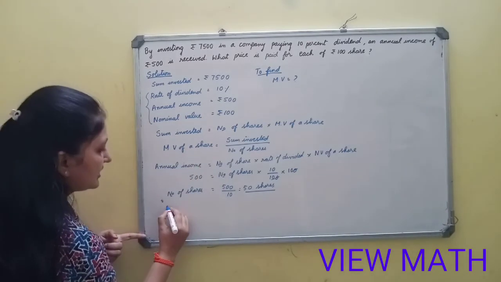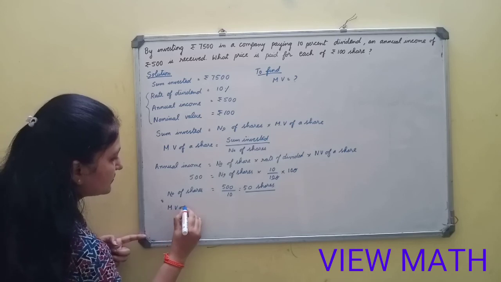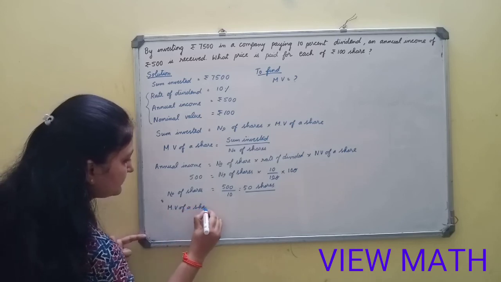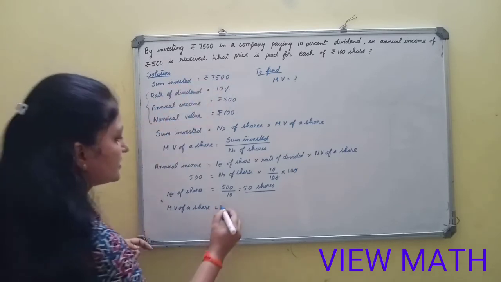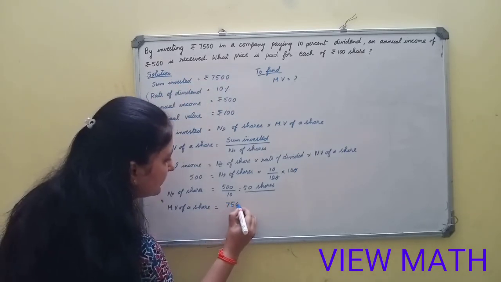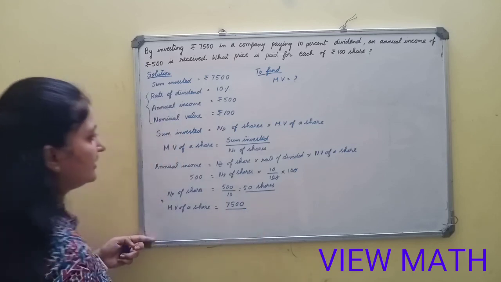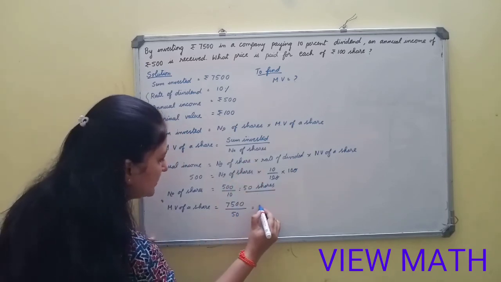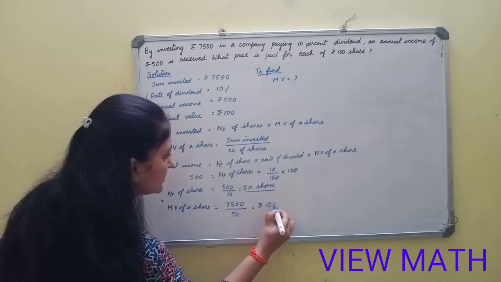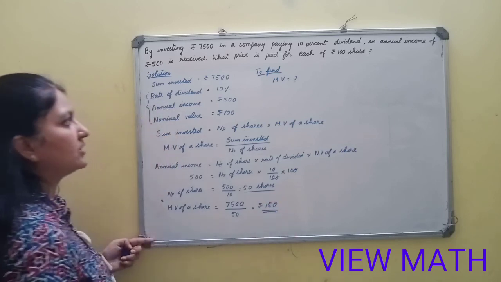Next we have to find the market value of a share. Market value of a share is equal to sum invested, given in the question as 7,500, divided by number of shares, just now we found it is 50. So you will be getting rupees 150. This is the market value of one share.